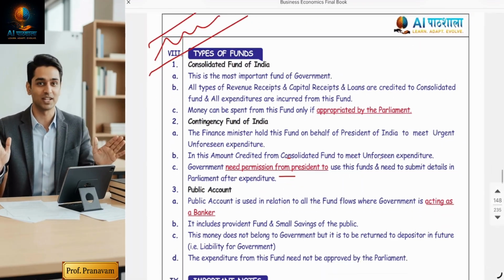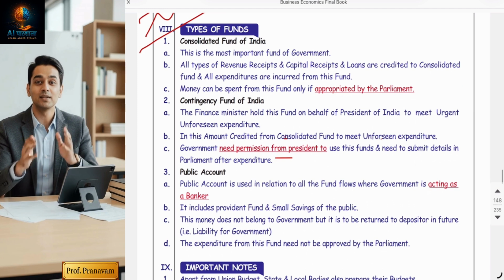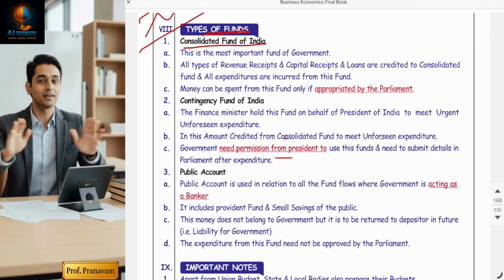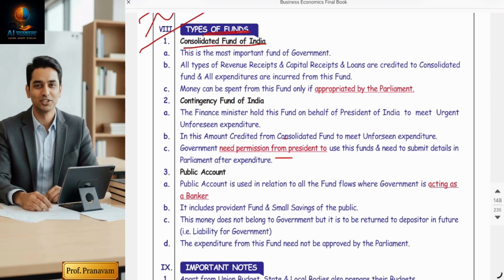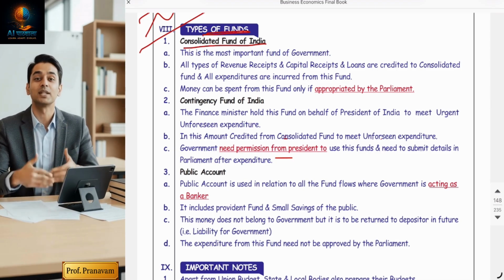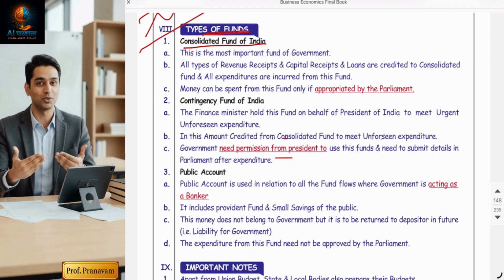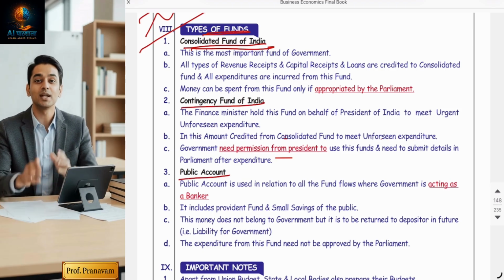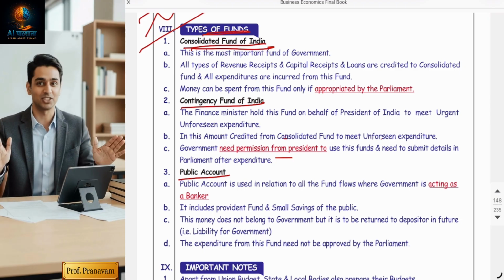Hope you understood. Now, after this, three more concepts are pending. That is types of funds. Friends, very important. First is the Consolidated Fund of India. Total revenue, capital revenue, all this amount is accounted where? Government total funds are divided into three parts. One is the consolidated fund, another is the contingency fund, and the third is the public account. This is called the total funds of the government.